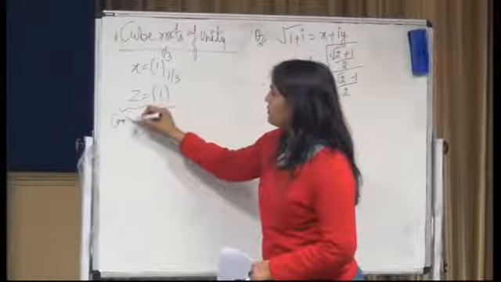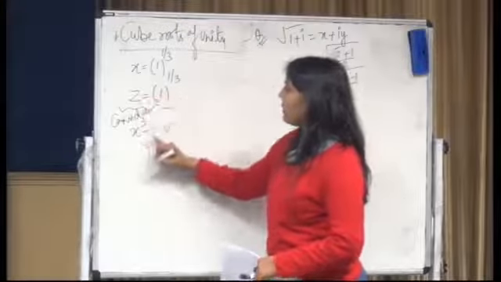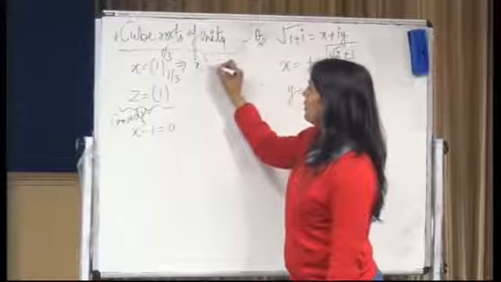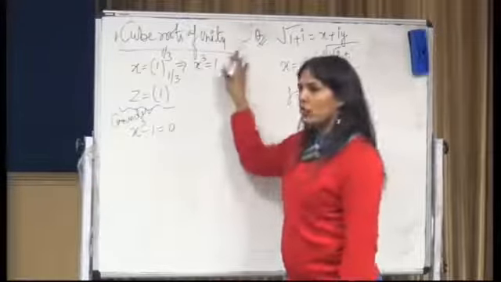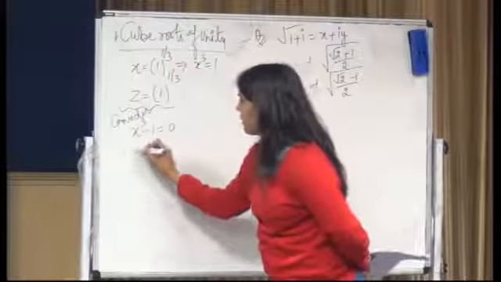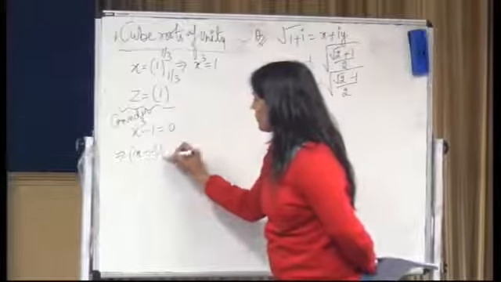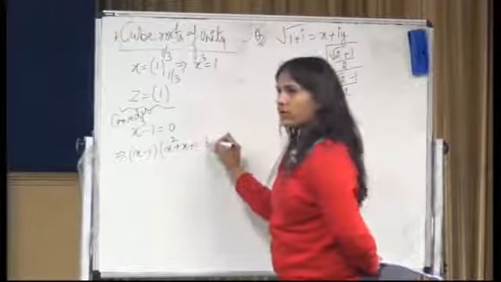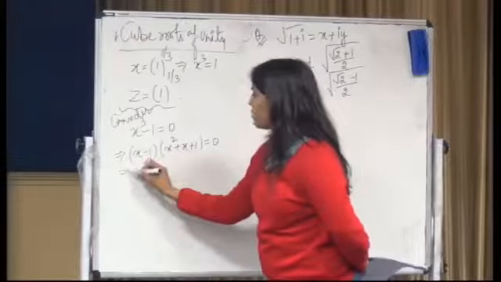Consider the simplest equation: x cube is equal to 1. Okay, x cube equals 1. So how do we find the roots? Factorize it: a cube minus b cube is (a minus b)(a square plus ab plus b square). So what answer are we getting? 1.